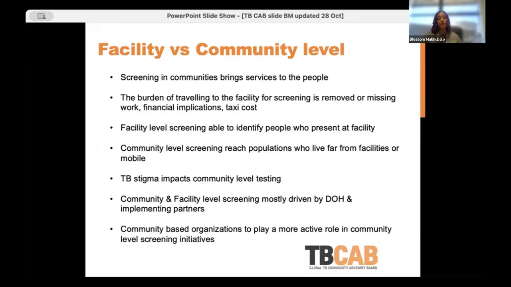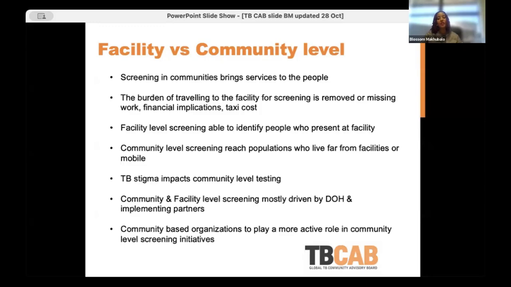Then you also get, with regards to facility level screening, it identifies people who present at the facility. My question would be, what about people who don't present at the facilities? How do we reach them? We should be able to reach everyone and not leave anyone behind if we want to end TB by 2030.